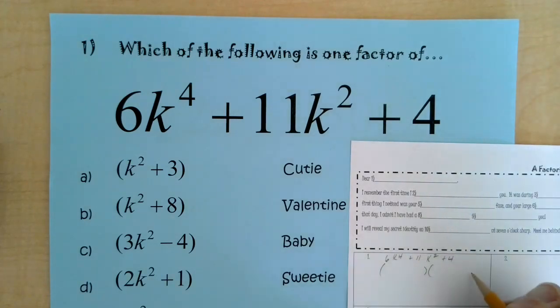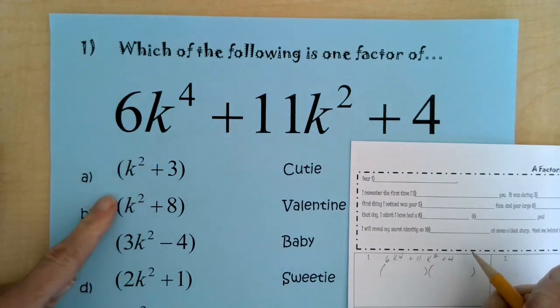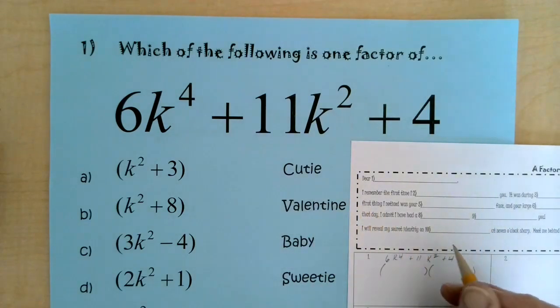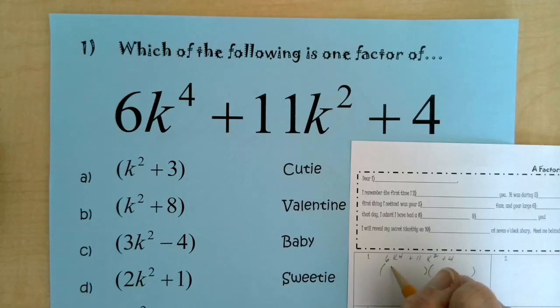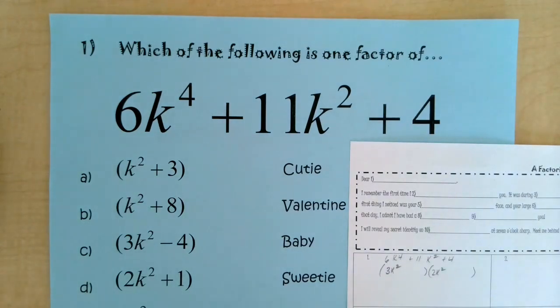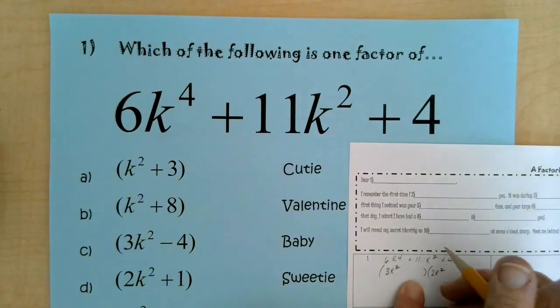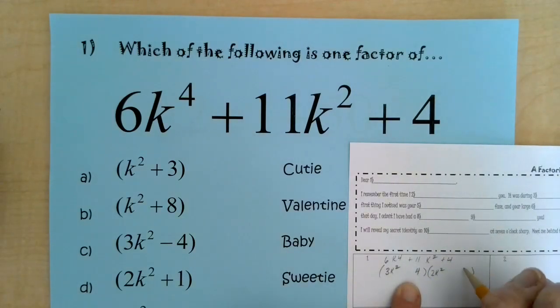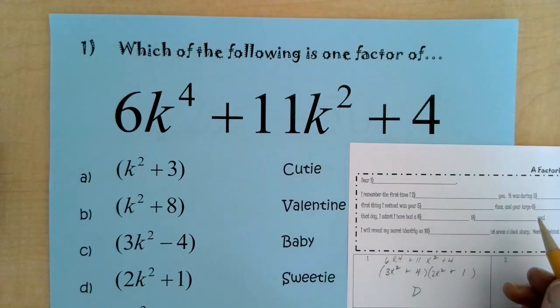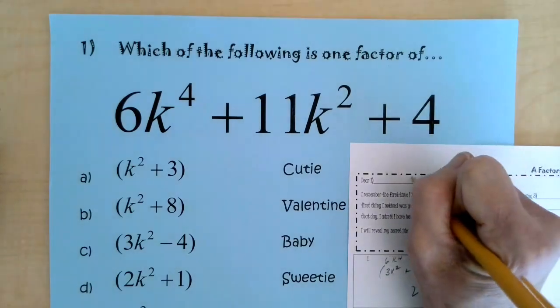When I try to do guess and check, I know it's not going to split up into k squared and k squared, so I'm not going to do a and b. I'm going to try 3k squared and 2k squared. If I have 11, that's the same as 8 plus 3, so I get 4 by 4 times 1, and everything's positive. 8k squared plus 3k squared is 11, so that means D is my answer. So for number 1, it's going to be D.